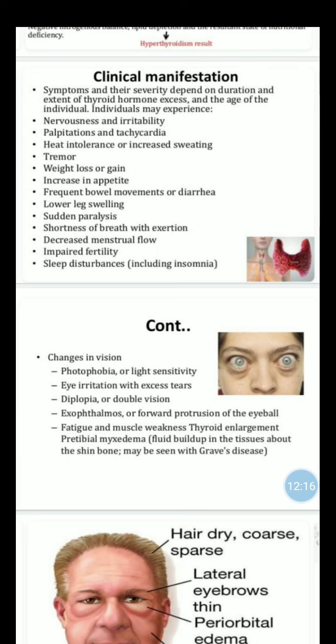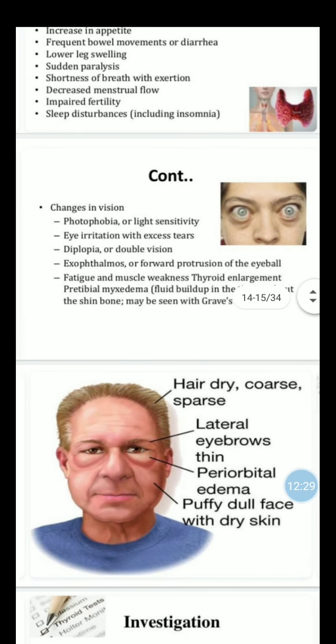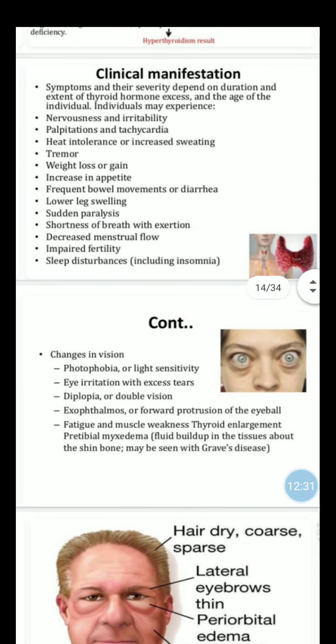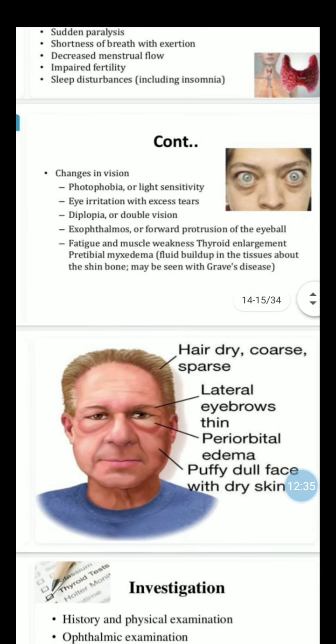thyroid enlargement, peripheral myxedema, which means buildup of fluid in the tissue. The swelling above the shin bone may be seen in Graves' disease. Then the next symptom, dry hair, can be seen here.